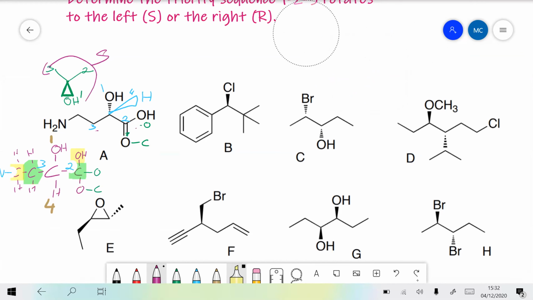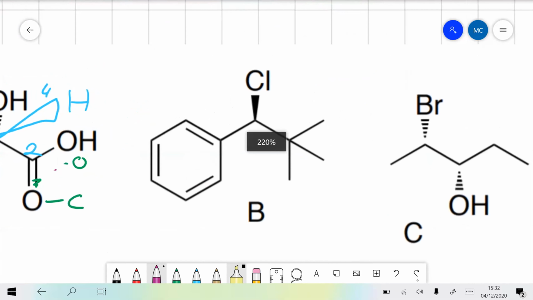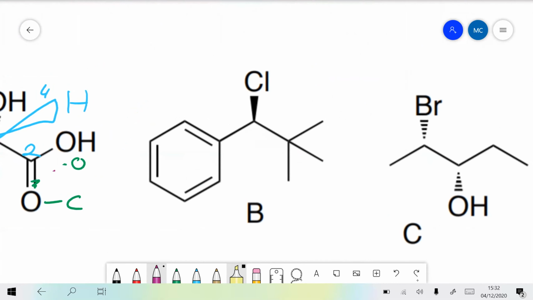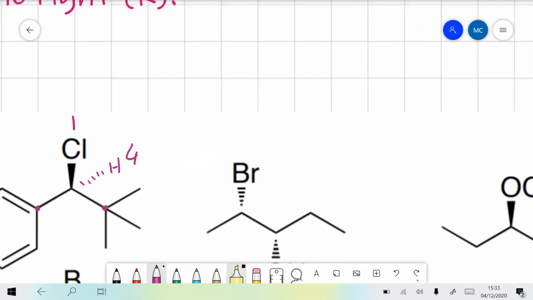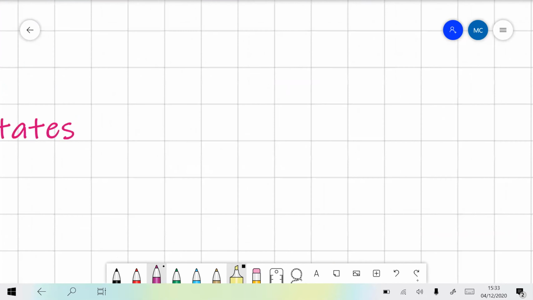Now, sir. So let's look at B. Now, B is a bit easier because B, okay, the hydrogen is already at the back. So the priority groups are going to be 1 for the chlorine, 4 for the hydrogen. But now we have a bit of a problem because 2 carbons and what's adjacent to them are all carbons. So we have to draw this out.